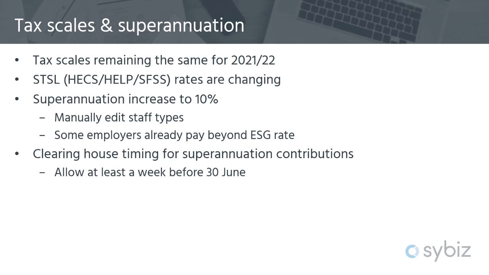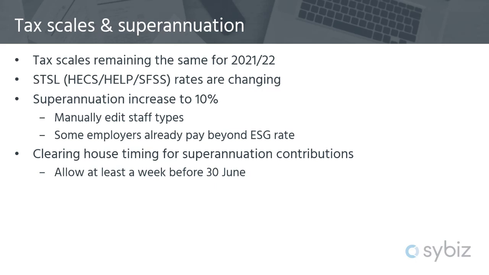A few things that are changing, or rather not changing in some cases as well. The tax scales last changed in October 2020, and they are remaining the same for the 2021-22 financial year. So you may have heard of the extension of the low and middle income tax offsets. That's something that you worry about when you do your tax return, so it's not something that impacts on your tax scales. But the STSL, which I always forget what that stands for, but it's the Student and Training Supplement Loan Scheme or something along those lines.